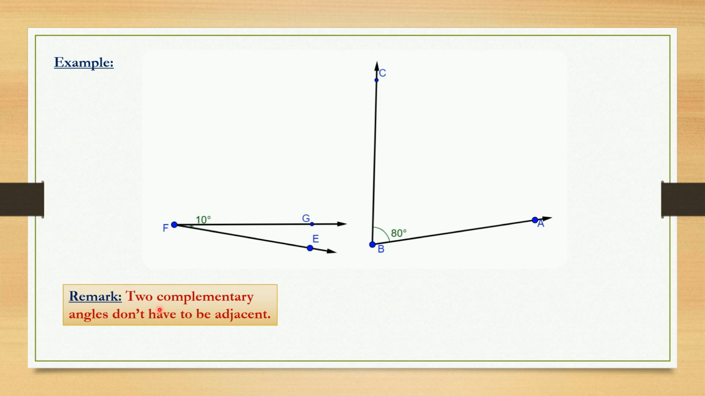So remark, two complementary angles don't have to be adjacent. Here angle GFE is of vertex F and angle CBA is of vertex B. They don't have the same vertex, so they are not adjacent. But they are complementary because if I add their measures, it will be 90 degrees. So two complementary angles don't have to be adjacent.